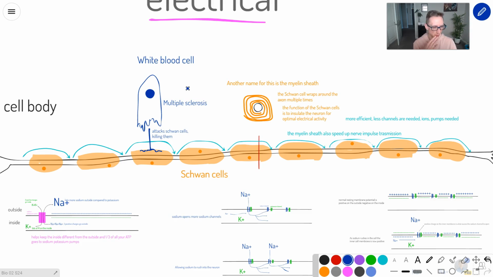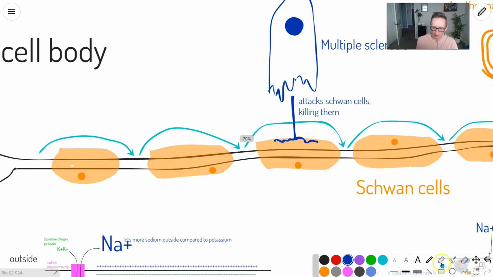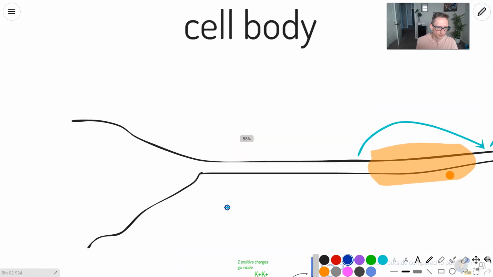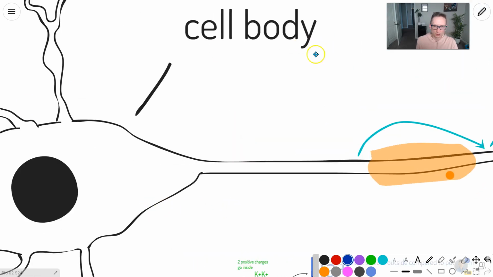Okay, so that's one disease. I want to talk about another disease also that has to do with nerve impulse as well. You may have heard of this one. First, let's just talk about a little anatomy here. I'm going to delete this guy actually. We're going to talk about Alzheimer's disease. I'm sure you've heard about this one.